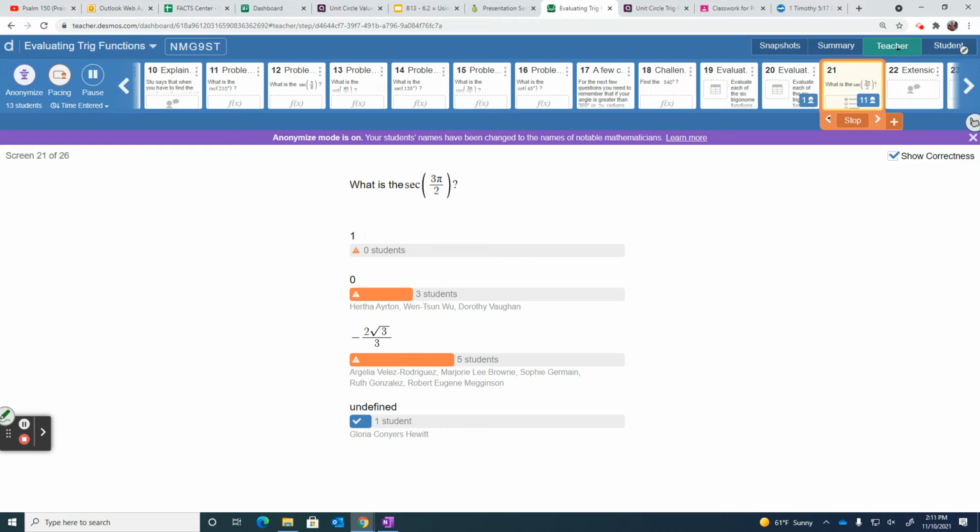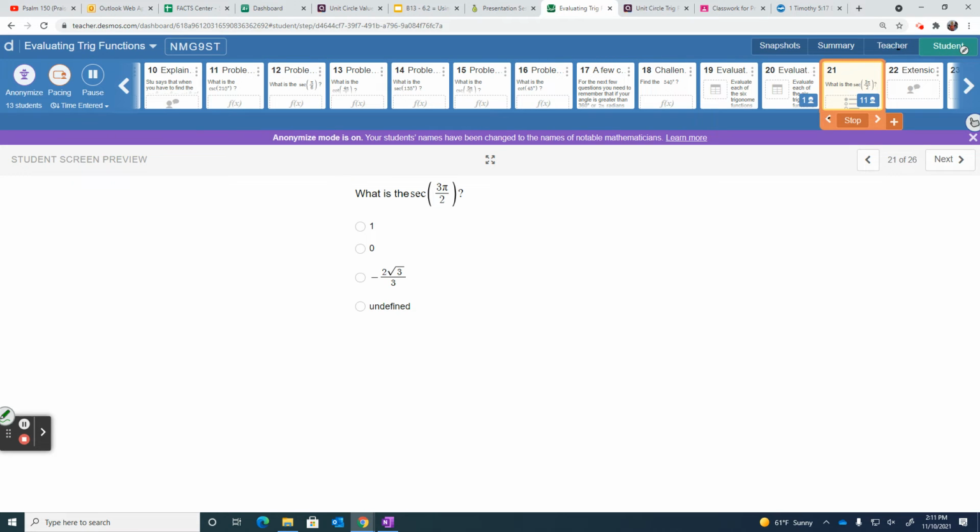Okay, so that doesn't make any sense, because it's 1 divided by 0. Where's the 0 from? That's the x coordinate. The x is 0 and the y is negative 1. So it's 1 over 0.